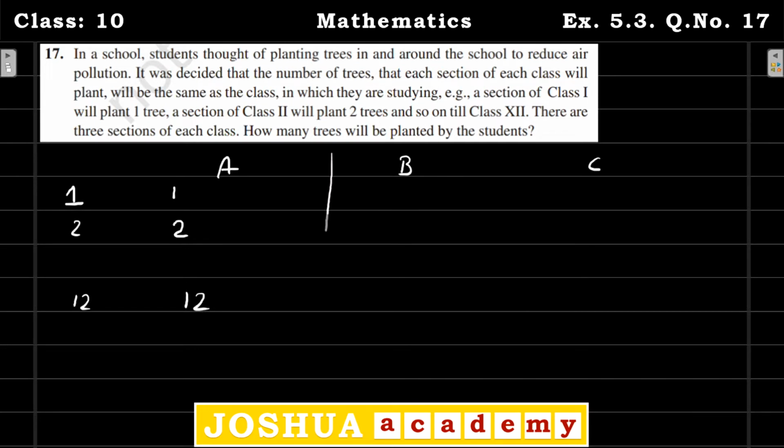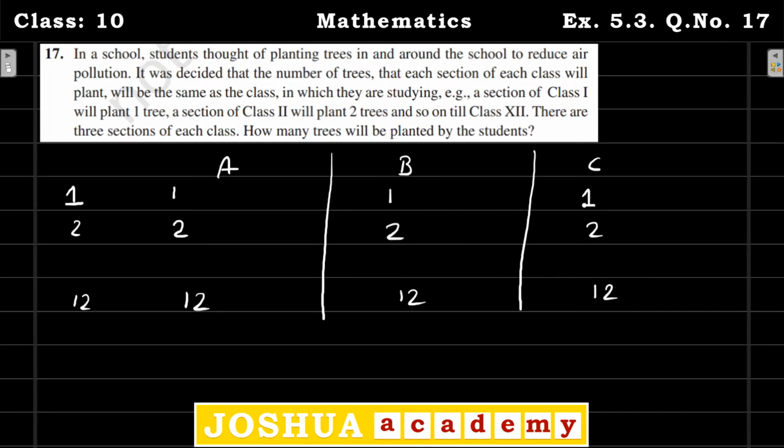This is for one section. The same way for B section, class 1 students of B section will plant 1 tree, B section of class 2 will plant 2 trees, B section of class 3 will plant 3 trees, 4 trees and so on up to 12. Again we come back to section C. Again the same process. Class 1 C section will plant 1 tree, class 2 C section will plant 2 trees, section C of class 3 will plant 3 trees, section C of class 12 will plant 12 trees. So this is set up here.